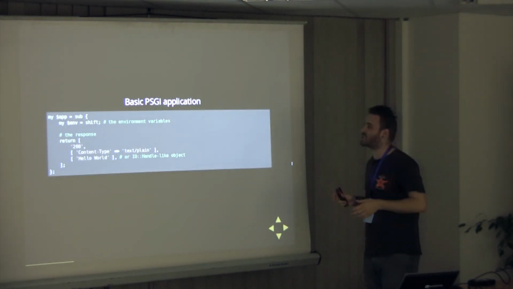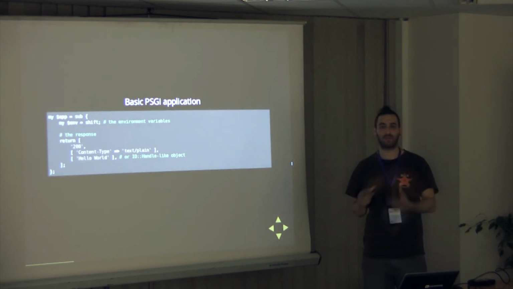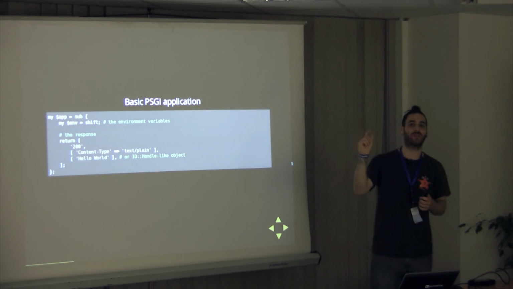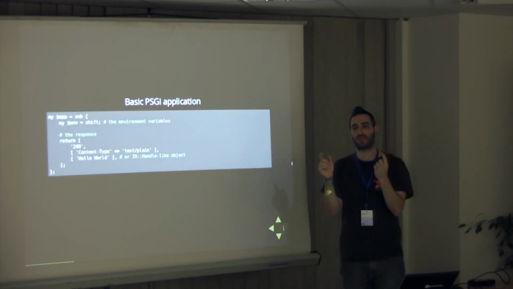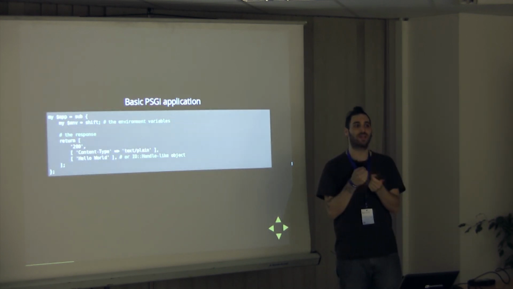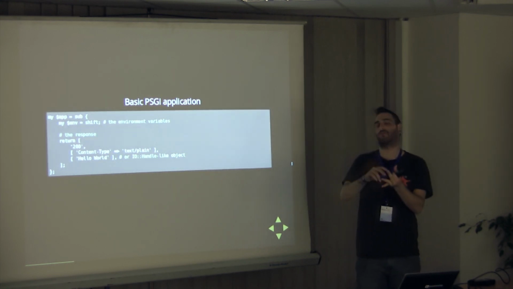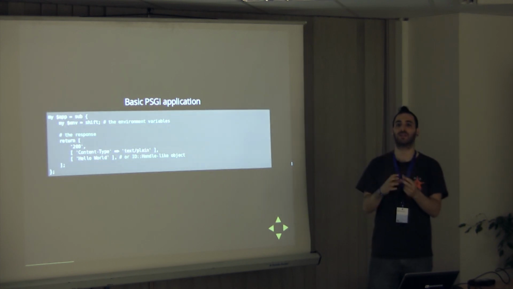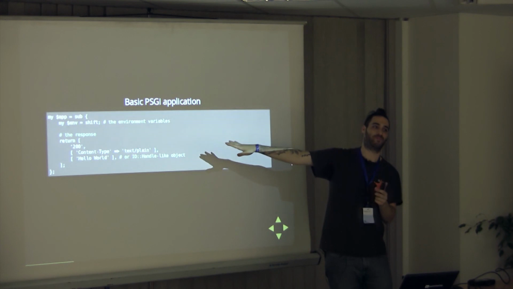This is an example of a basic PSGI application. You provide a code reference. It's just a piece of code. What's going to happen is that your server is going to take that piece of code and hold on to it in memory. Every request that comes in, the server will send to the PSGI handler. It will translate that request if it's Apache, if it's version 1, version 2, if it's Nginx, whatever it is. It will translate it to a PSGI format, and it will send it to that piece of code.